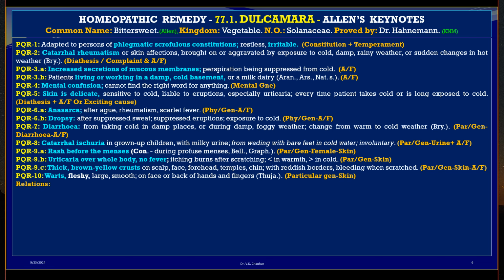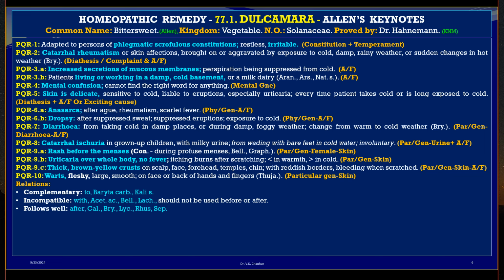Let us go to the relationship, and in relationship let us go for the complementary relationship to Dulcamara. We have Baryta carb and Kali sulph. The incompatible remedies with Dulcamara are acetic acid, Belladonna, Lachesis, which should not be used before or after. We have the follows-well remedies after Dulcamara: Calcarea, Bryonia, Lycopodium, Rhus tox, and Sepia.